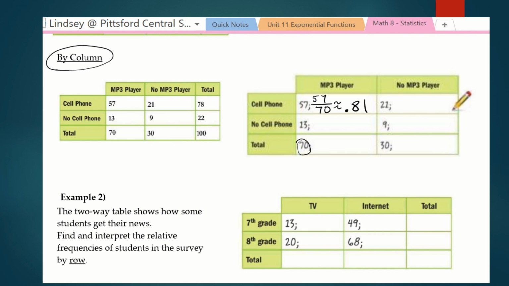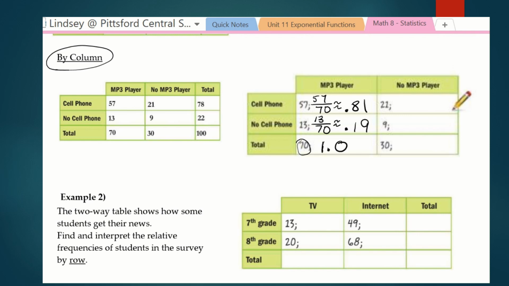All right, so now let's look at the number of students that own an MP3 player and do not own a cell phone. 13 out of the 70 kids that own an MP3 player do not own a cell phone. And if I find the relative frequency, if I do my division here, 13 divided by 70 gives me approximately 0.19.